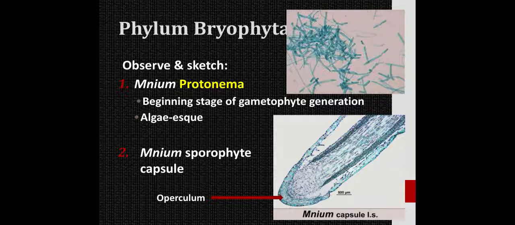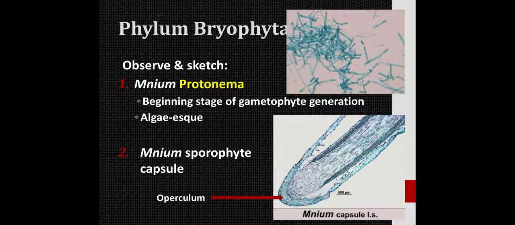So you'll be able to see on the D2L a video about the protonema. That is going to be as soon as that spore drops out of the capsule, this is what grows. So it's the beginning stage of the gametophyte generation, and it looks an awful lot like algae. So this is how we know that these mosses, these bryophytes, are most ancient. They're most closely related to algae. It's how we know algae is the precursor to land plants.